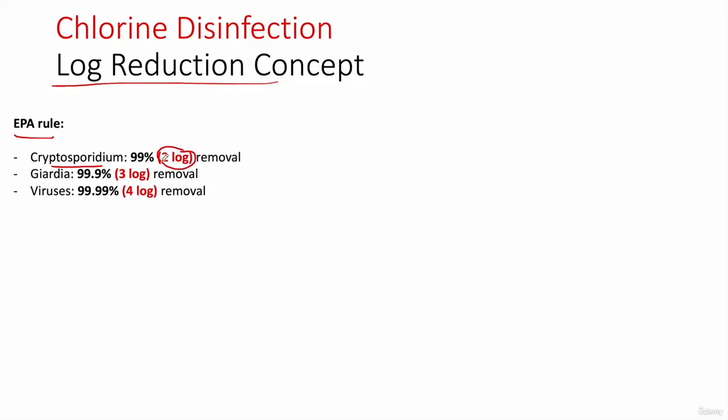We will see what this means mathematically in a few seconds. Also, it recommends the removal of 99.9% of Giardia lamblia. These two are protozoa. That is 3-log removal of Giardia, and 99.99% of viruses, or 4-log removal of viruses.